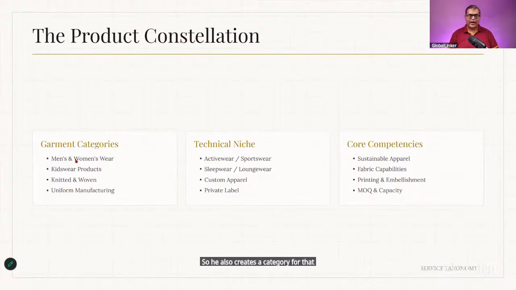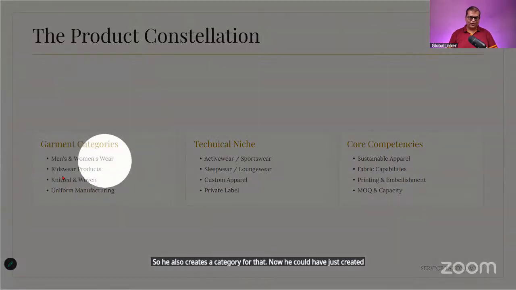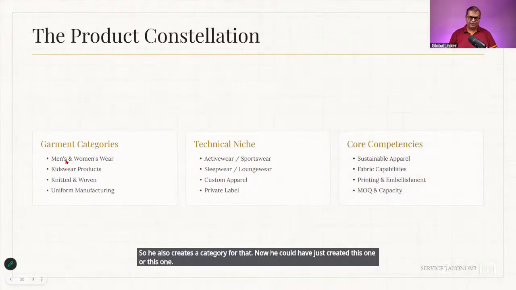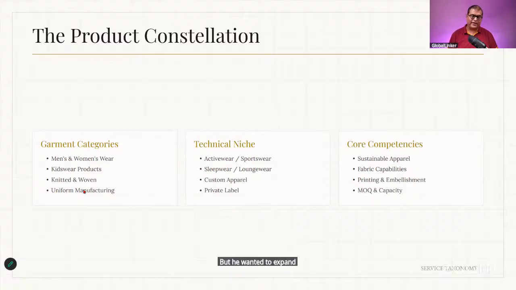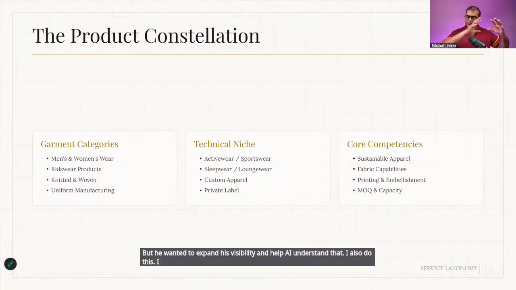Now he could have just created this one or this one. Why did he create it? Because knitted products will be there in men's and women's wear, or uniform may be there in that, right? He could have stopped there, but he wanted to expand his visibility and help AI understand that I also do this, I also do that, right? So that's where he has created all those categories and presented them on his website.